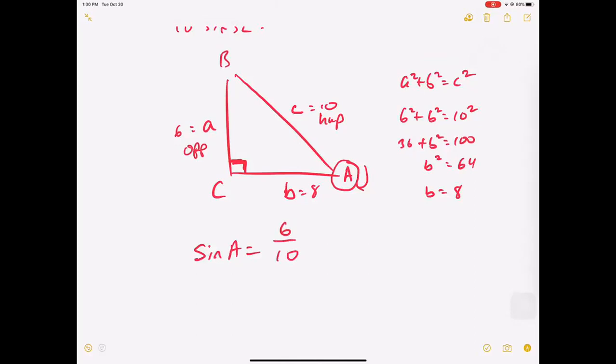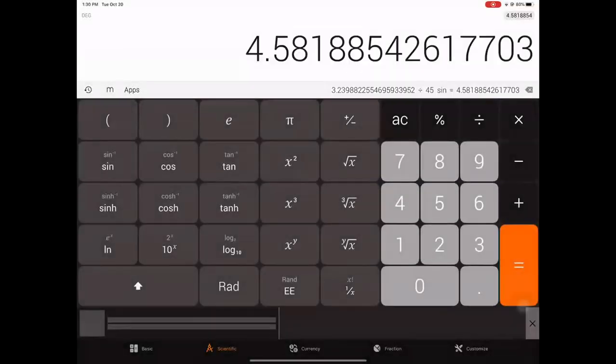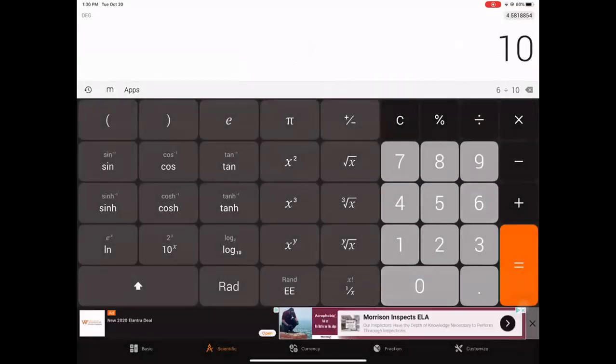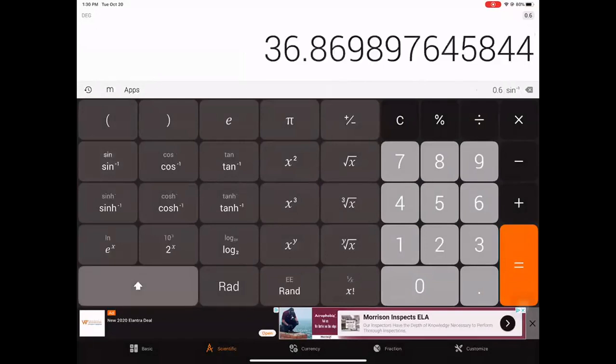Do you remember how we get rid of sine? With the inverse. Thank you, with the inverse, perfect. A is equal to sine inverse of 6 over 10, and that's your calculator answer. Let me take out my calculator. 6 divided by 10 equals, inverse sine, shift sine, and I have 36.87, rounding up.